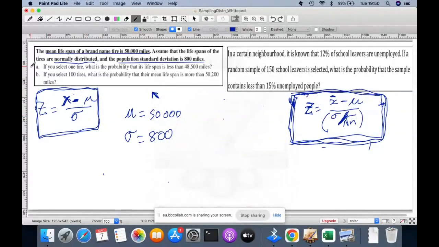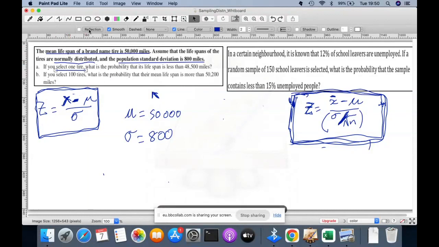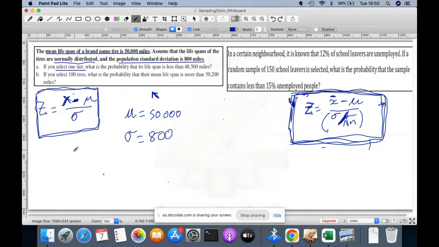So the first question, let's look at this question A. If you select one tire, what is the probability that its lifespan is less than 48,500 miles? Okay, so if you select one tire, now this part here is very important. Okay, if you're just selecting one tire, then you're just looking at one sampling unit. So in other words, you're looking at X only, not X bar, okay, because you're just looking at one sampling unit, right? What is the probability that its lifespan is less than 48,500 miles?